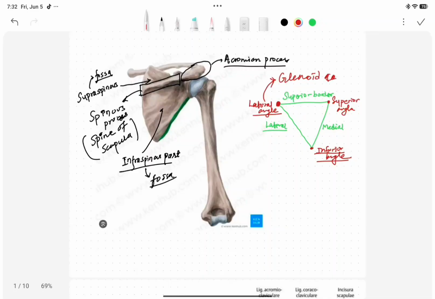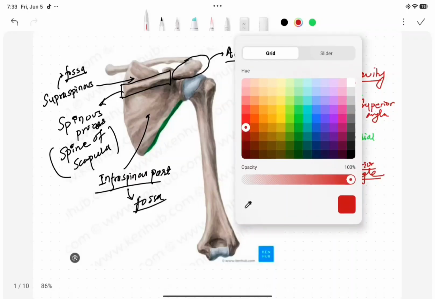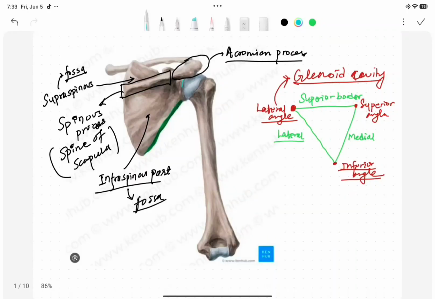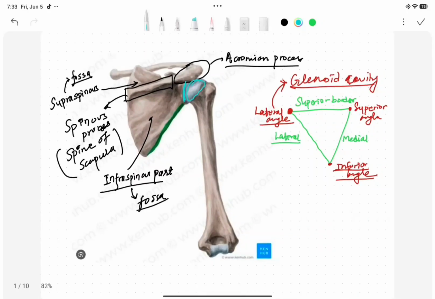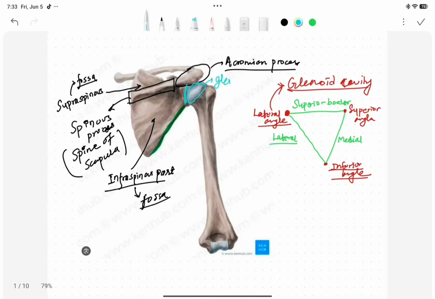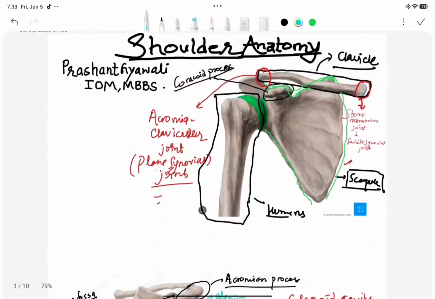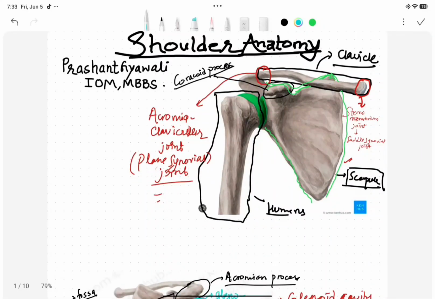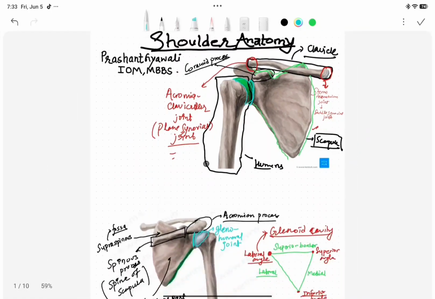So the glenoid cavity articulates with the head of the humerus, as you can see here. This is the glenoid cavity, and it articulates with the head of the humerus to form the glenohumeral joint. This is the glenohumeral joint.